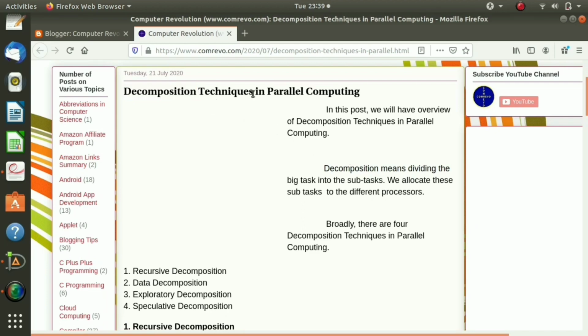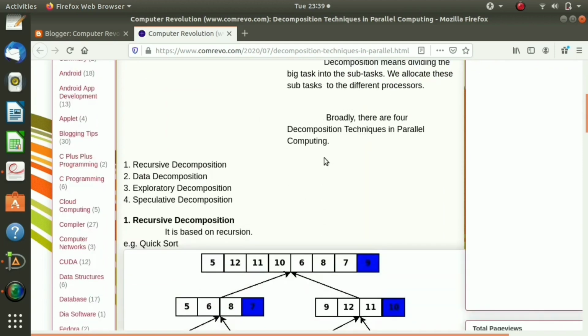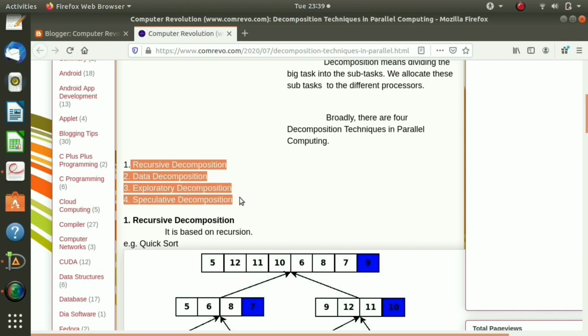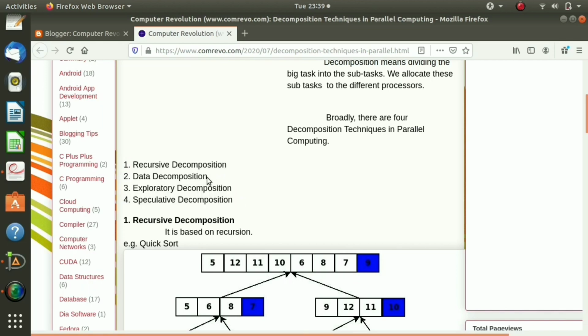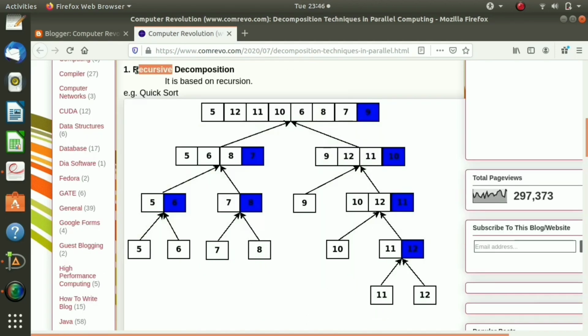Now there are various techniques for decomposition. Out of those, these four techniques are important: recursive decomposition, data decomposition, exploratory decomposition, and speculative decomposition. The first two techniques are very common, while the third and fourth, exploratory and speculative decomposition, are specific to the problem. Out of these four techniques, the first technique is recursive decomposition.